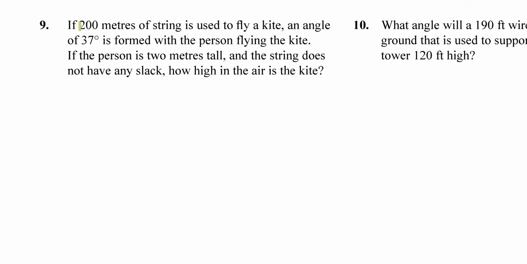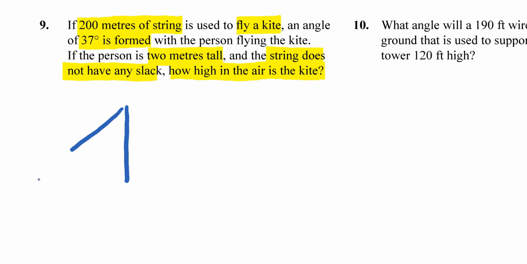For question number 9, I have 200 meters of string used to fly a kite. An angle of 37 degrees is formed with the person flying the kite. If the person is 2 meters tall and the string does not have any slack, how high in the air is the kite? For this problem, I might as well draw a right angle triangle, and we'll complete the labeling in a bit. The kite could be around here, and this green distance, the length of the string of the kite, is 200 meters.